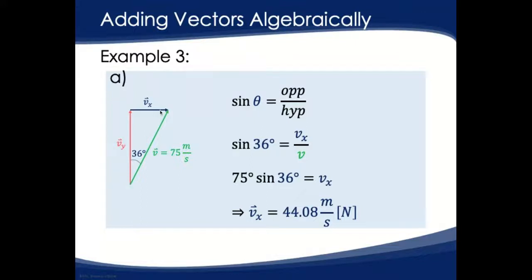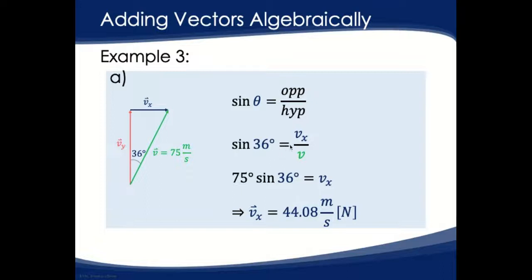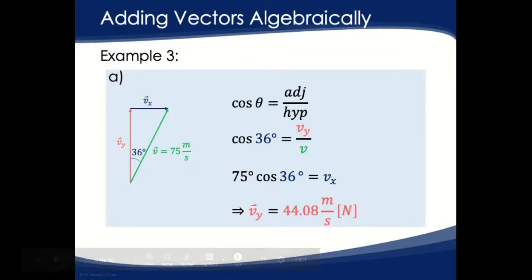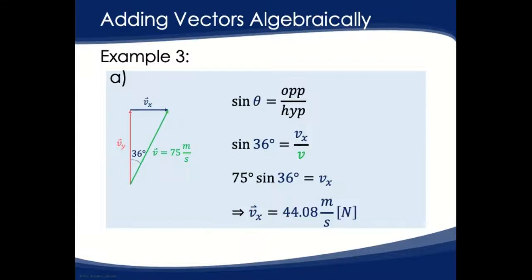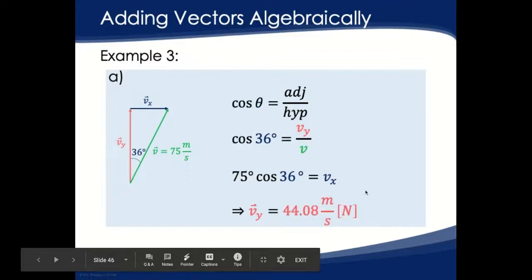It's kind of opposite from what we started out doing. Since we already have the hypotenuse, we're solving for the other angles and sides. So sine of 36 degrees is equal to your x component over your hypotenuse. We're going to solve for this. Your vector x is going to be 44 meters per second. Sorry, this should say east, not north, because it's going east. So we have 44.08 meters per second east.